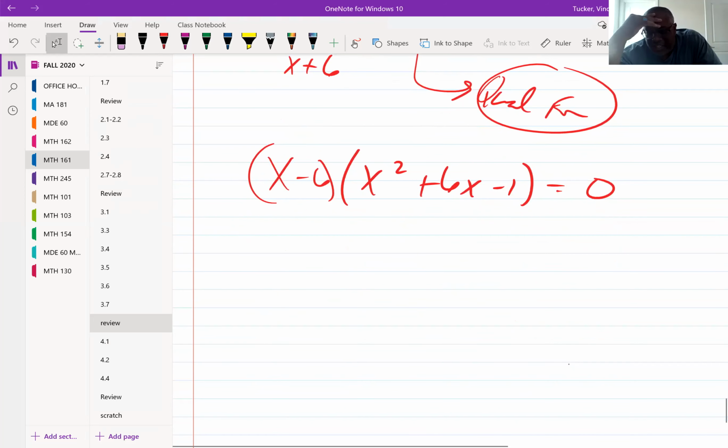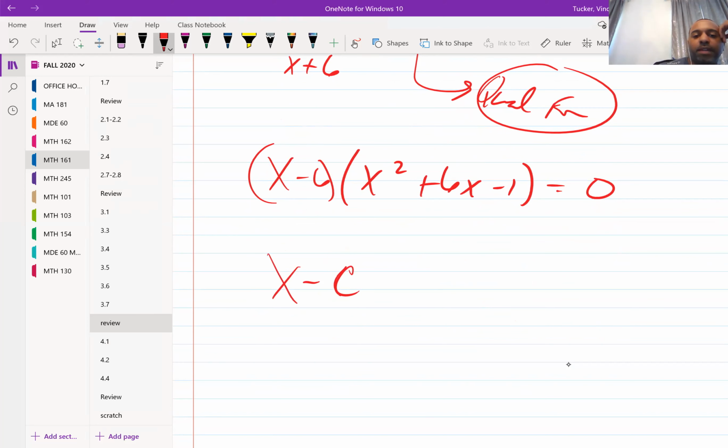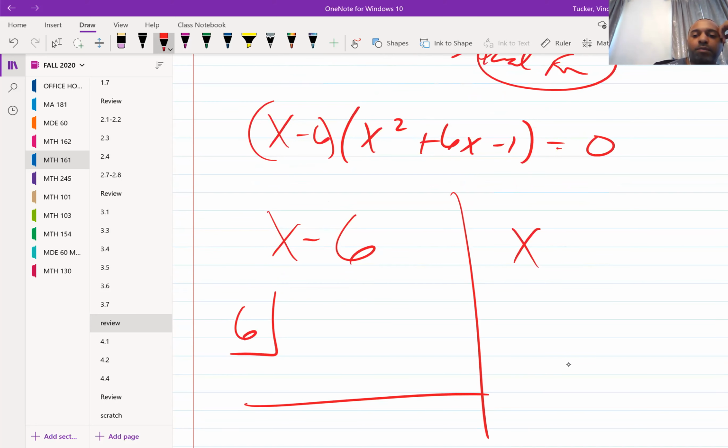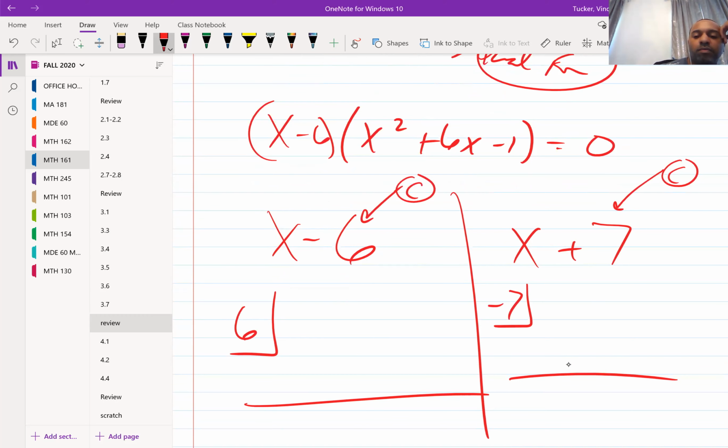When you do synthetic division, it says use the formula x minus c. Right. So the same thing we were talking about. C just represents a number. So if I have x minus 6, that means in the box I'm going to have positive 6. Or if I had x plus 7, that means in this box I should have negative 7, when I set up my synthetic division. So this represents c in the synthetic division process.